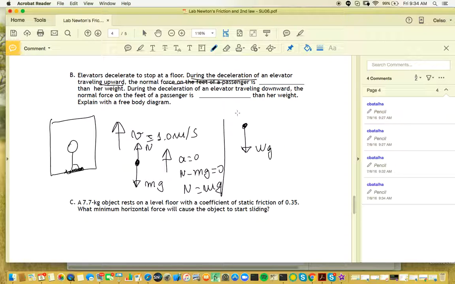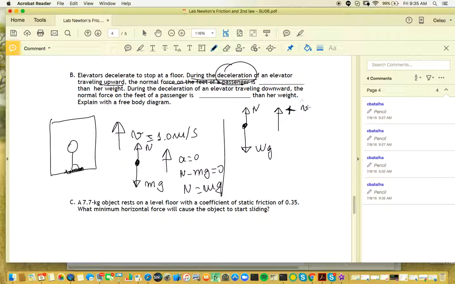So you put the weight of that person, you have the normal force upward always, and the elevator moves in this direction. You call this direction positive, because that's the direction of motion. But the acceleration of the elevator is negative.